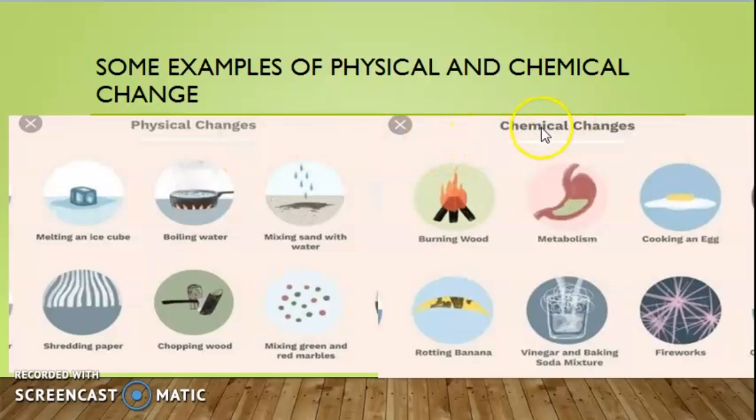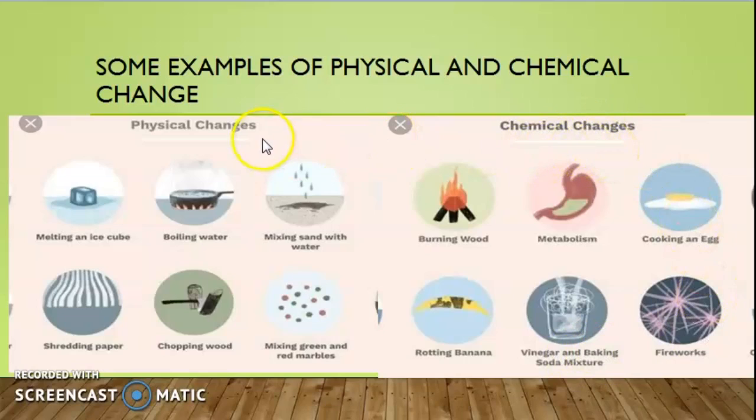Now let's just see what are the examples of chemical change, like burning of wood. Metabolism in our body, means when we eat anything, decomposition starts inside our body and it undergoes a chemical change. Cooking of food or egg, rotting of banana, vinegar, and mixing of vinegar and baking soda, fireworks, they all come in the category of chemical change only.